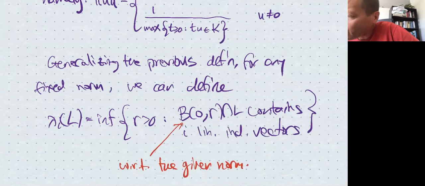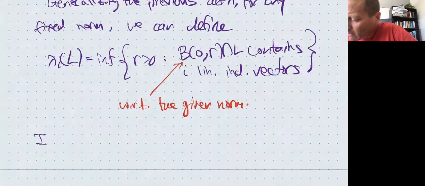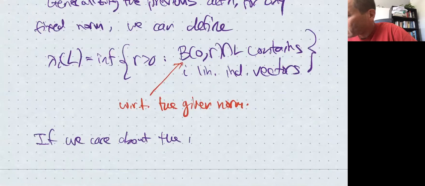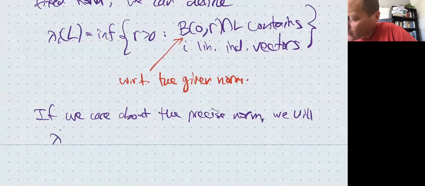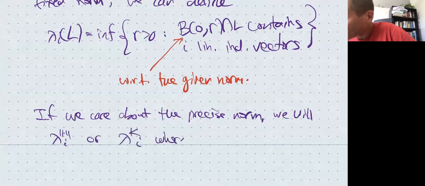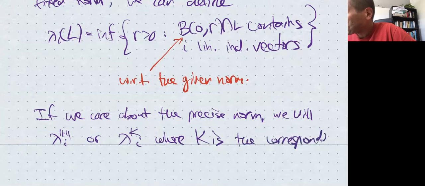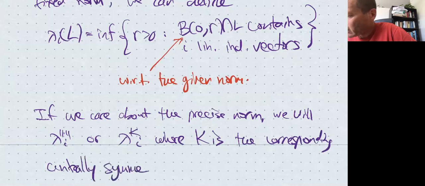And sometimes I'm going to want to tell you exactly which norm I'm using. So if we care about the precise norm, we will write lambda norm i, or lambda K i, where K is the corresponding essentially symmetric convex body.